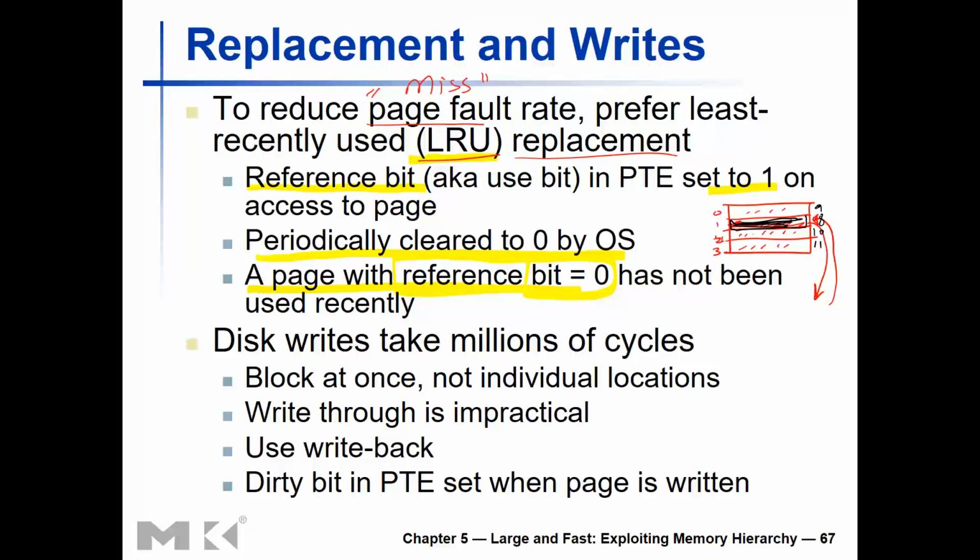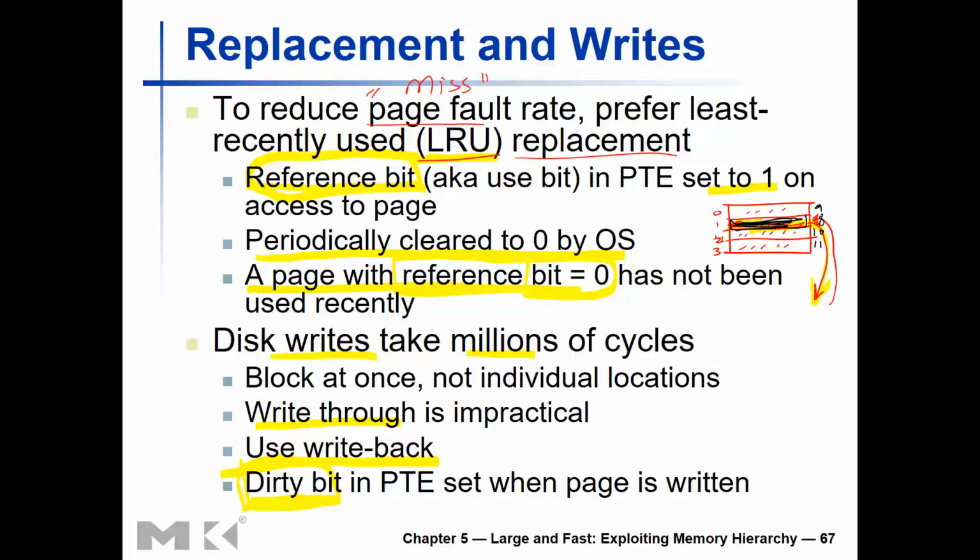Now, since disk writes take millions of cycles, we cannot really apply the write-through policy, which means when we write to the main memory, we must write to the hard disk. That is practically not possible, because the hard disk is very, very slow. So what we do is use a write-back policy, which means I keep writing to the main memory, and when I flush a page out to replace it, I check if this page has been modified using the dirty bit, yet another bit. You see a reference bit, a dirty bit. The dirty bit indicates that this page has been modified since it was brought from the hard disk.